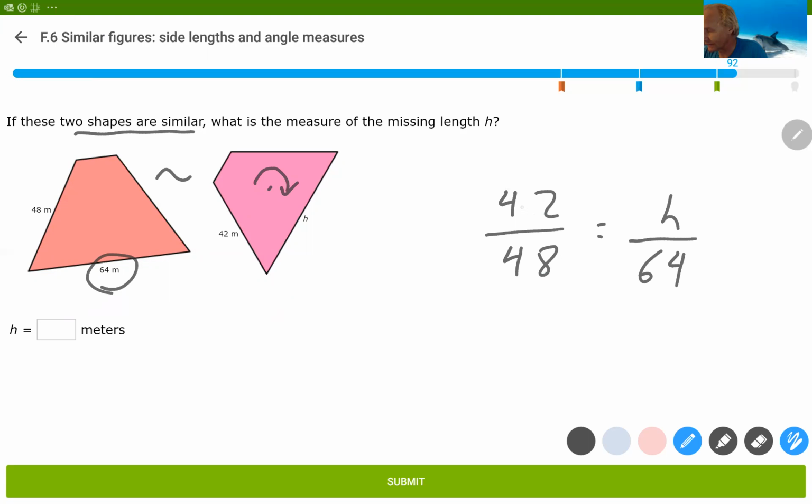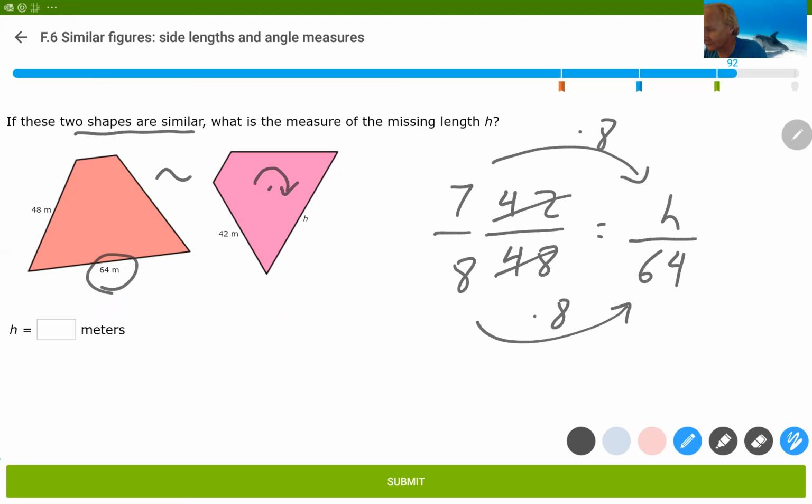Anyway, we can simplify this by dividing by 6. That's going to give us a 7 and an 8. And multiplying by 8 gives us 64. Multiplying by 8 gives us 56.